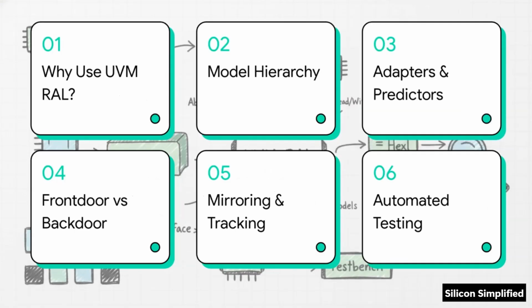So, here's our roadmap for today. 1. Why use UVM RAL? 2. Register model hierarchy. 3. Adapters and predictors. 4. Front door versus backdoor access. 5. Mirroring and state tracking. And finally, 6. Automated register testing. Let's get right into it.